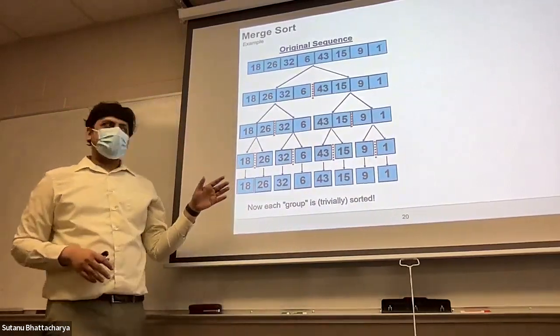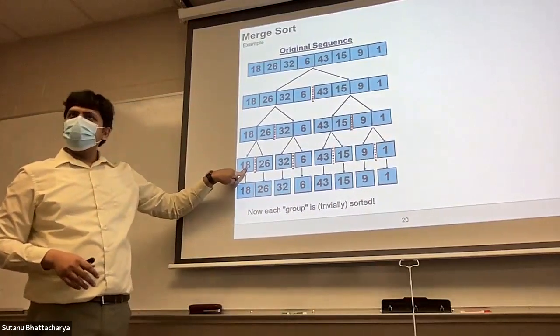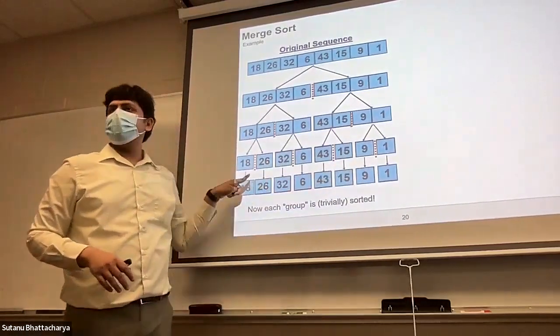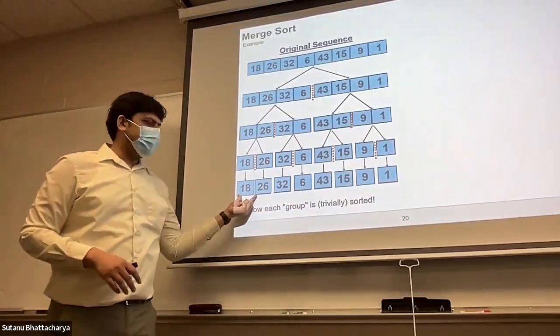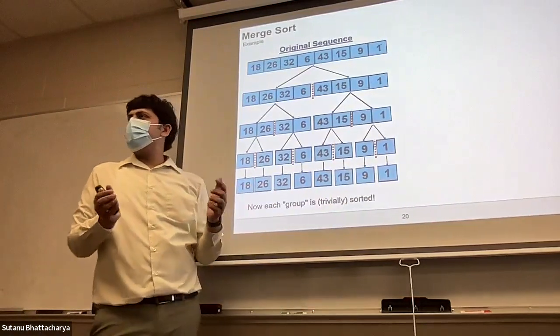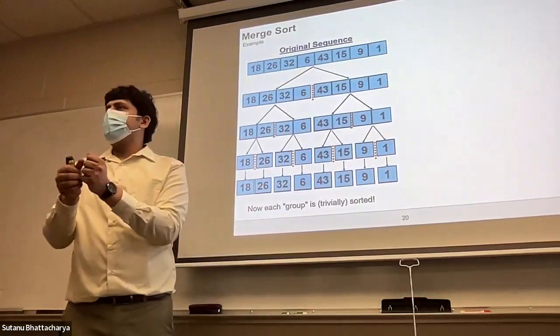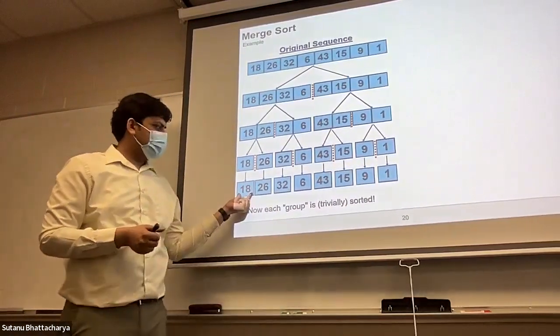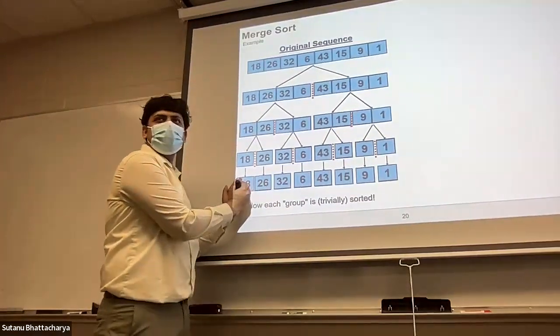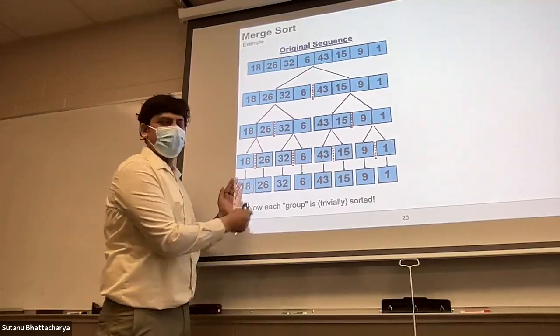Now, what will be the answer? This is already sorted, this is already sorted, every one is already sorted. So every array with a single element is already sorted. Now what do we need to do? We need to merge them. So this is a solution, this is another solution. Merge them into a solution of size 2.